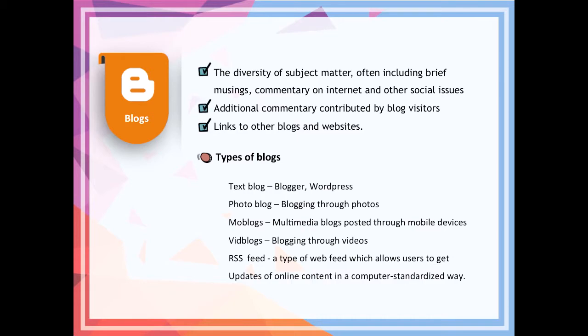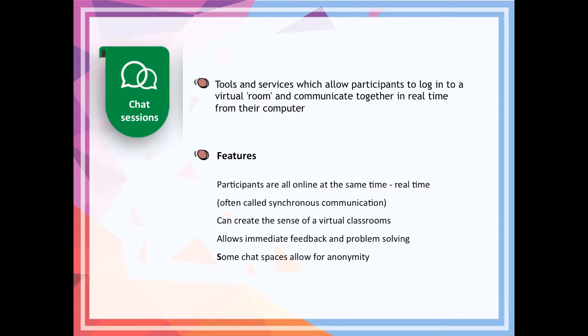There is a diversity of subject matter. Blogs often include brief musings and commentary on the internet and other social issues. They have additional commentary contributed by the blog visitors, and can be linked to other blogs and also websites. Types of blogs can be text blogs, photo blogs, audio blogs, vlogs, and also RSS feeds.